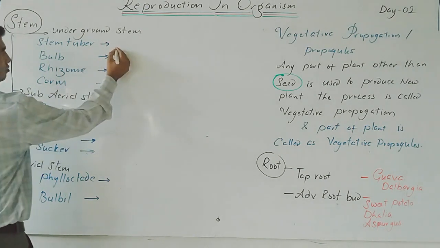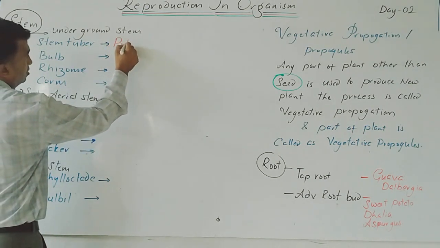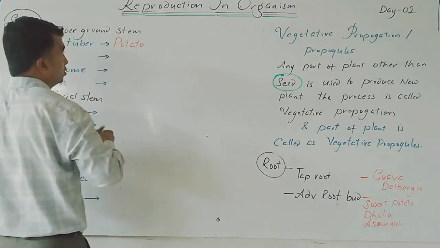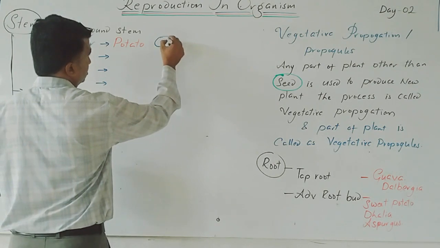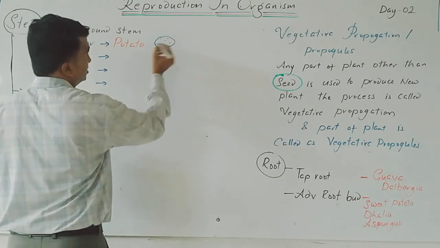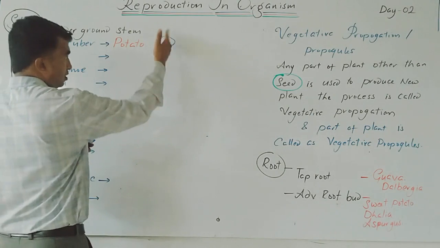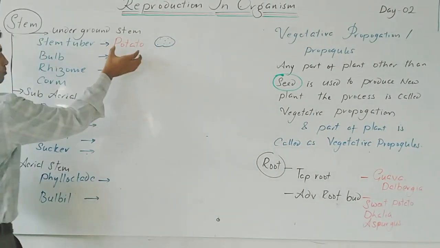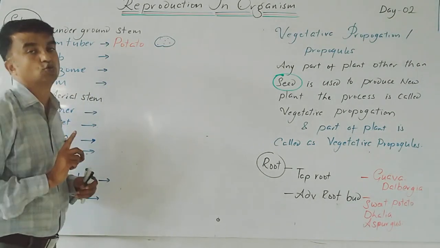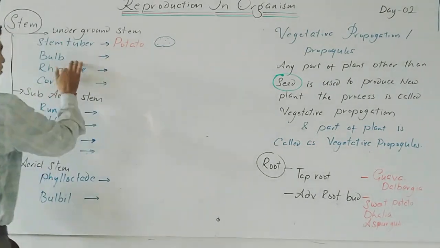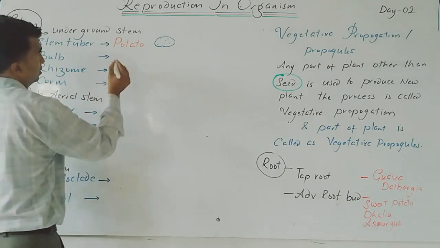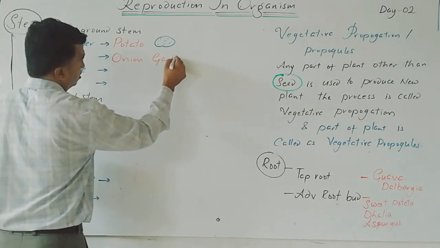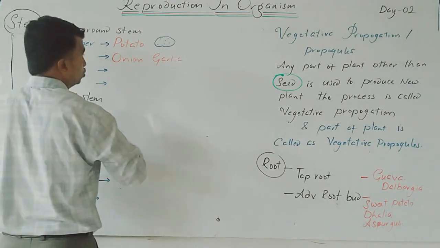So we will take the underground part. First one is the stem tuber. Example is potato. So this is the potato. On that one, the nodes and internodes are there, and these are the adventitious buds. If you cut this potato, it can be used as a vegetative propagule. The potato is the example of stem tuber. Yes? Now, bulb means, example, onion and garlic. So two examples are there.